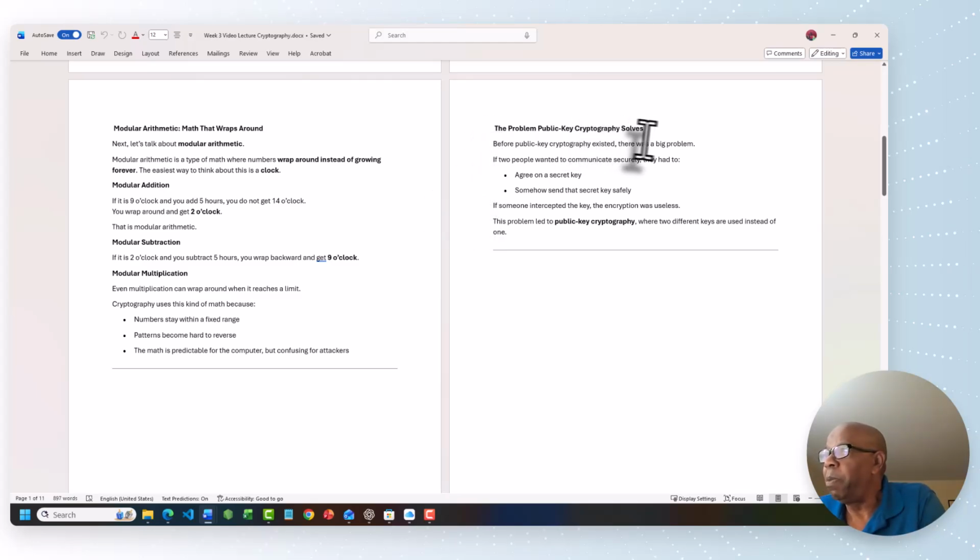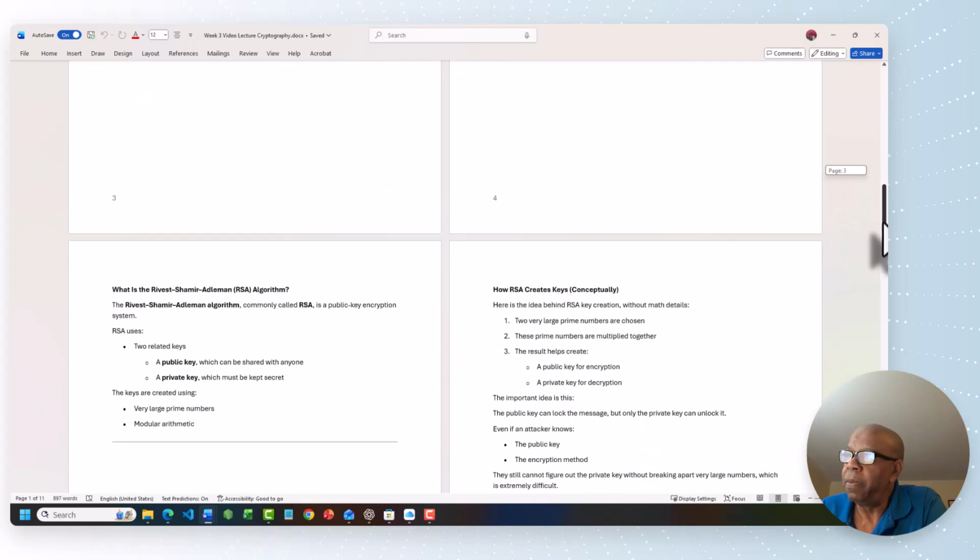The problem: public and private key. We're going to talk about what that solves. Before public key cryptography existed, there was a big problem. If two people wanted to communicate with each other and had agreed on a secret key, how do I get that secret key to them and keep it secret? If someone intercepted the key, the encryption was useless. The solution is public key cryptography, where two different keys are used instead of one. We're going to talk about having a public key and a private key.